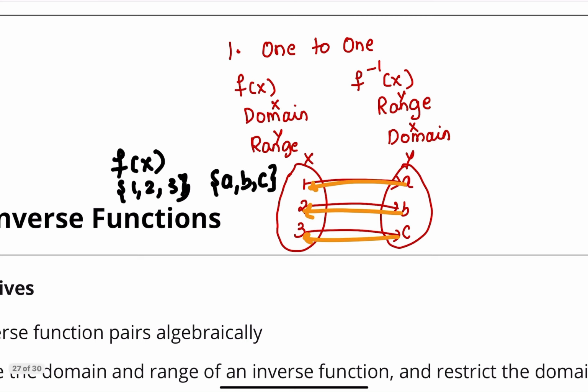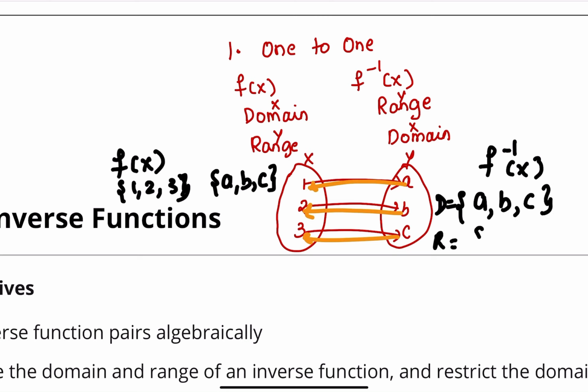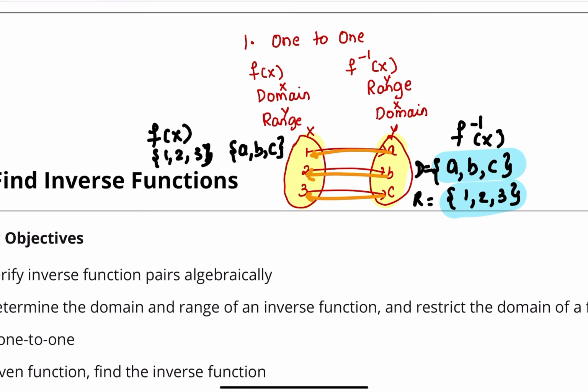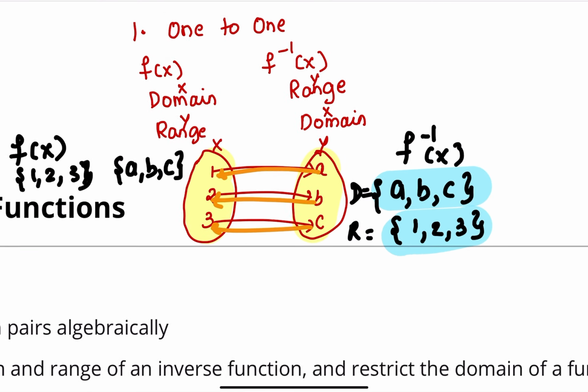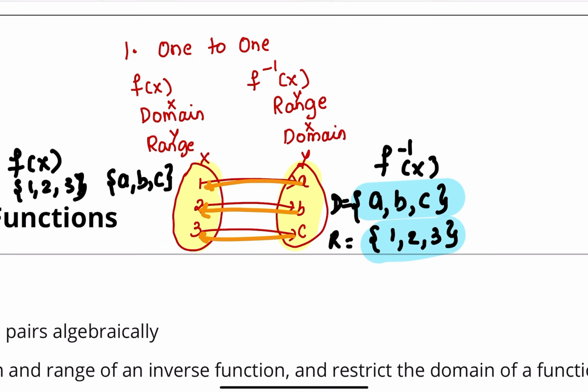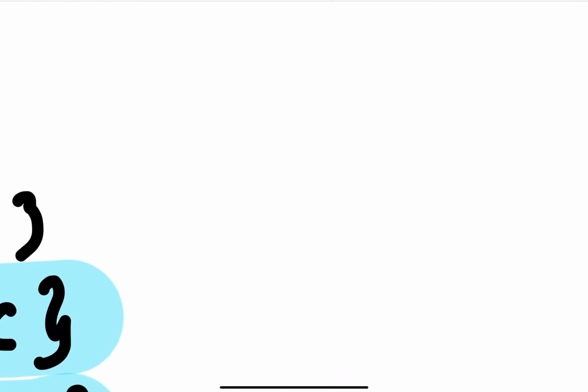But for the f inverse of x, what's the domain? The domain is A, B, C. And the range is 1, 2, 3. So the domain of the function becomes the range of the inverse function. The range of the function becomes the domain of the inverse function. That's why they're inverse of one another. Now you might say, Miss, but how do I know if the functions are inverse of one another? This is very important. Let me move the screen here.